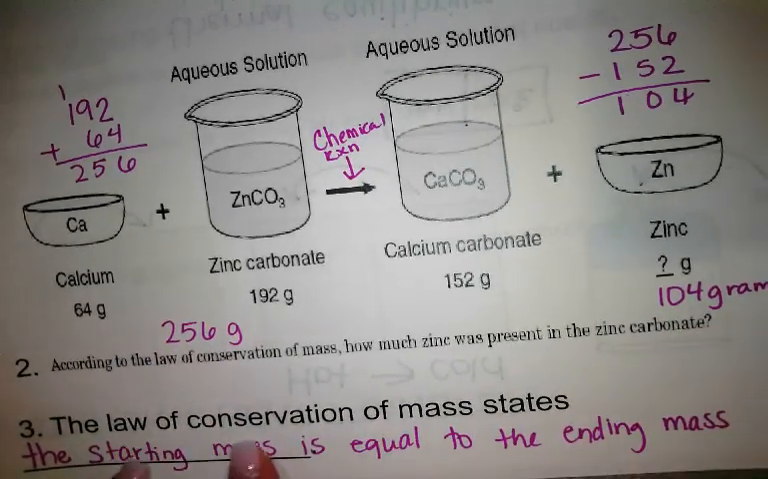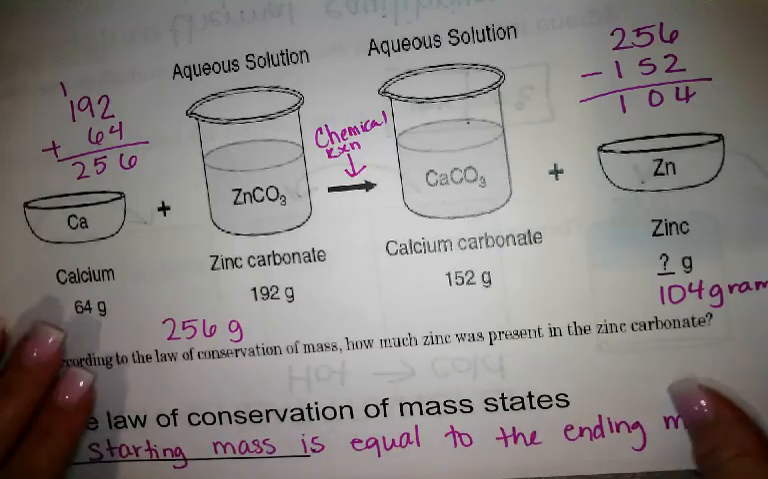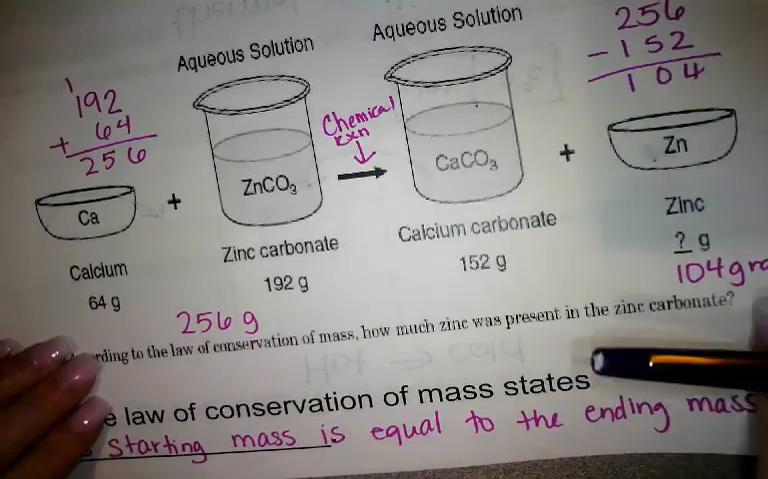The law of conservation of mass states the starting mass is equal to the ending mass. There is a more scientific, technical way that that's stated, but that's the idea. Whatever you start with mass-wise is what you're going to end up with mass-wise in an experiment.